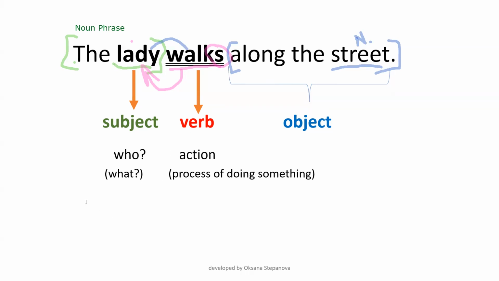For example, let's take past tense. Let's say the lady would be she, and in past tense, walked along the street. Same sentence, but just different tense. We use here past simple tense. Yes, so we look at the agreement between the verb and the subject.